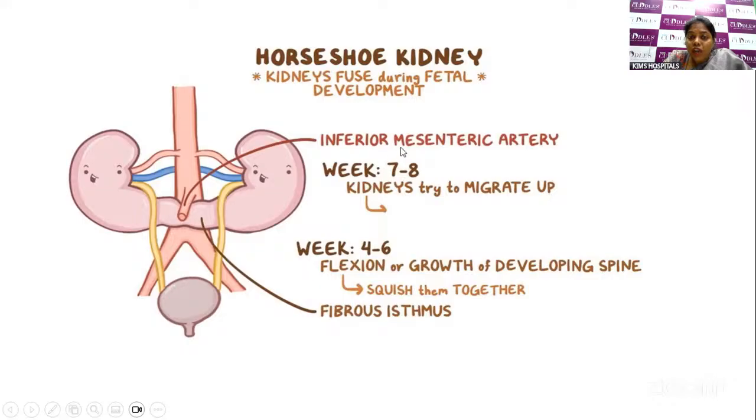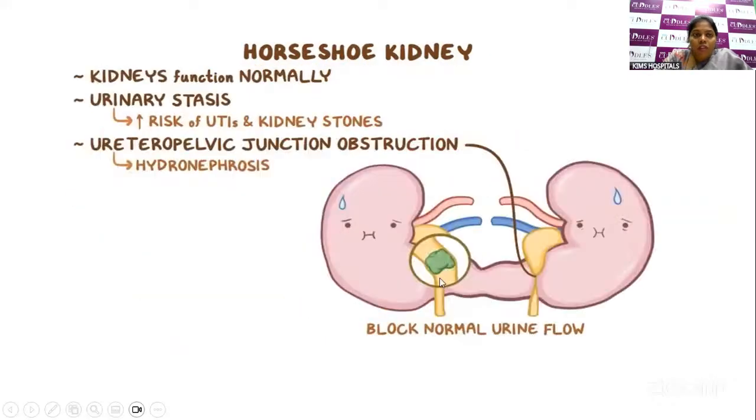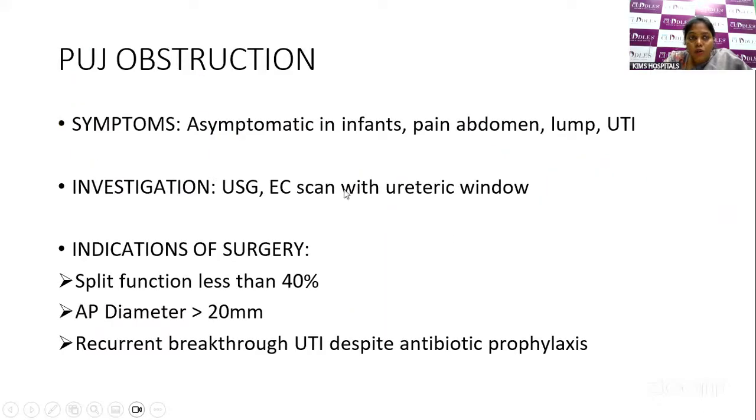Because of the inferior mesenteric artery, they do not migrate up, so they are a little lower than the regularly occurring kidneys. These horseshoe kidneys have increased risk of UTIs and renal calculi because of urinary stasis. And as I have already told, there could be obstructive pathology also.